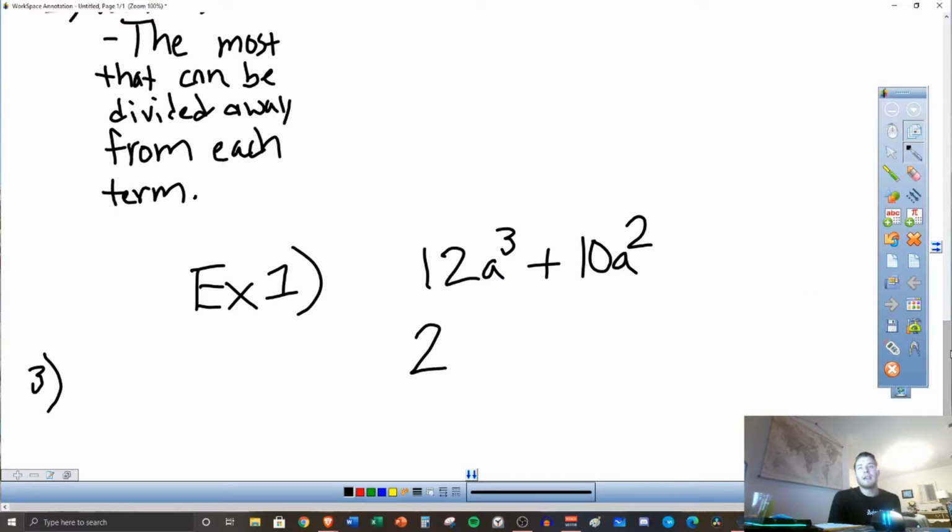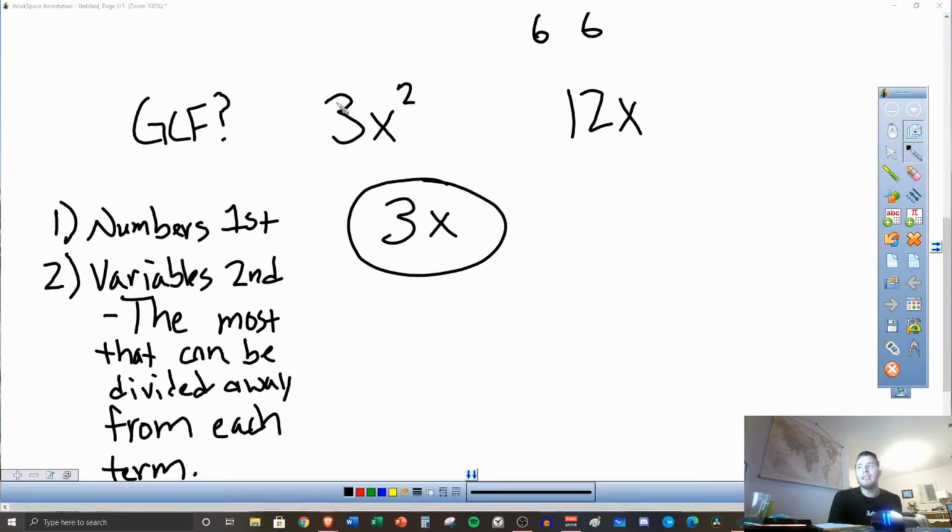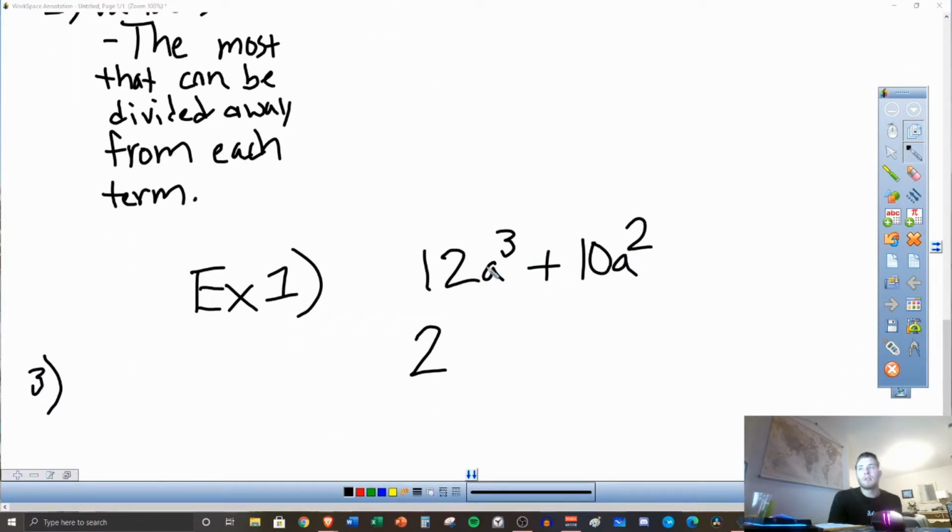Then, same idea with the variables like we did up here. How many can you take away or divide away from each one? That's what we wanna know. Well, there's 3 here and 2 here, so the most that we could divide away is 2. So I'm gonna put a squared. So there's our GCF, but we're not done with the question.